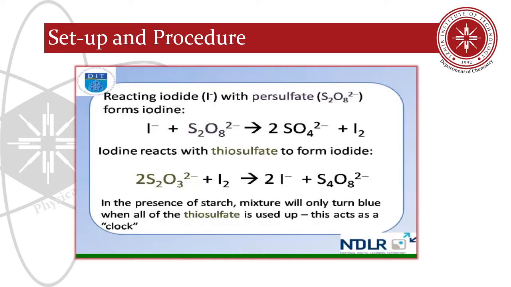And thiosulfate reacts very quickly with iodine and reforms iodide. So in other words, no iodine will exist in the solution until all the thiosulfate has been used up. When all the thiosulfate has been used up, we have starch in the solution, and the iodine will complex to the starch and turn blue. Therefore, if we measure the time taken for the reaction mixture to turn blue, we know how long it took for the thiosulfate to be used up. So the thiosulfate is acting as a clock. It's measuring for us how fast the reaction proceeds, how long it takes for the thiosulfate to be used up.